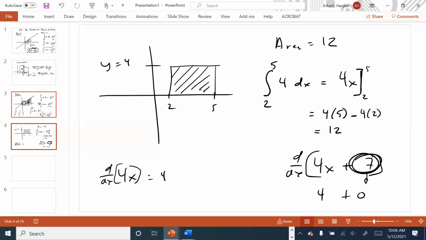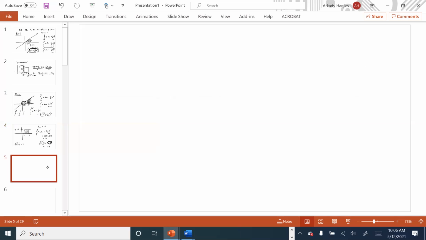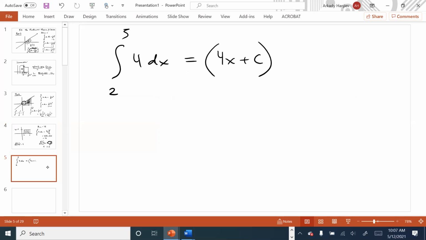So if I were just to go, let's do the same problem. Let's include the c as part of our answer. We good? So let's do the exact same problem. So we're going to go from 2 to 5, 4 dx. Good there, Christopher? So as we take the antiderivative, we're going to make ourselves a formula with c included as part of our answer. Are we good?